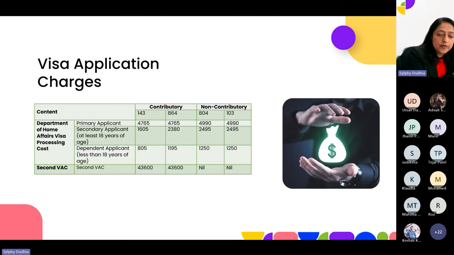In non-contributory parent visa, which is 804 and 103, the approx visa application charges is 5,000 for the primary applicant and around 2,500 for the secondary applicant. And there is no second visa application charges in this category.